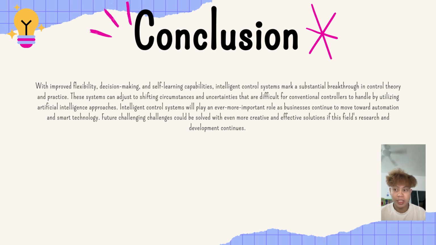By utilizing artificial intelligence approaches, these systems can adjust to shifting circumstances and uncertainties that are difficult for conventional controllers to handle. Intelligent control systems will play an ever more important role as businesses continue to move towards automation and smart technology. Future challenges could be solved with even more creative and effective solutions if research and development in this field continues. That's all from me and my group.